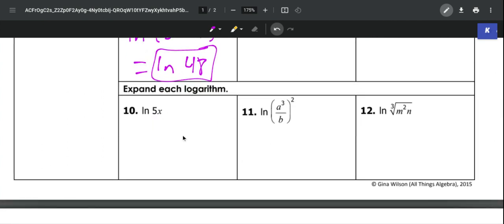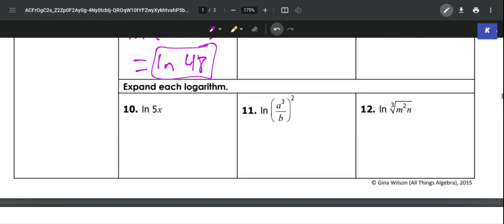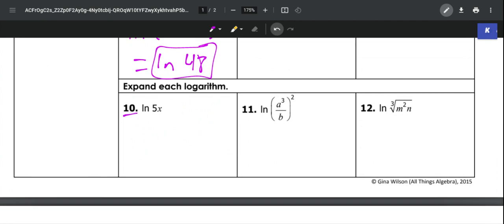And then when we look at expanding these, like I said, they're the exact same. So if we want to expand number 10, we've got this natural log 5x. The easiest way to split this up would just be to create 2 separate natural logs and just put a plus sign in the middle. So we'd have natural log 5 plus natural log x, which we're not going to focus too much on those.